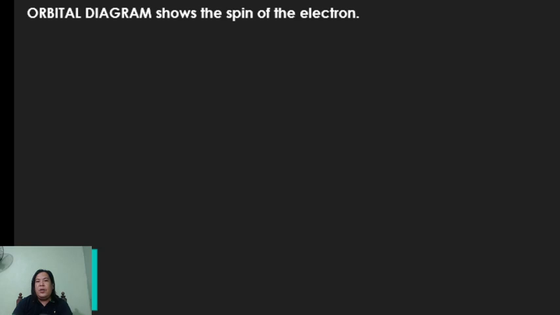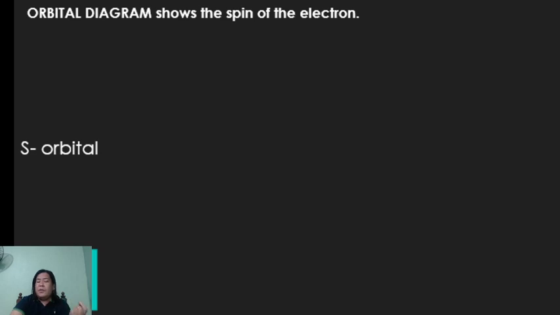So you cannot make your orbital diagram if you don't have the electron configuration. So you need to practice how to make the electron configuration before you can make this orbital diagram representation of each element. So how do we make the orbital diagram coming from the electron configuration of the given element?